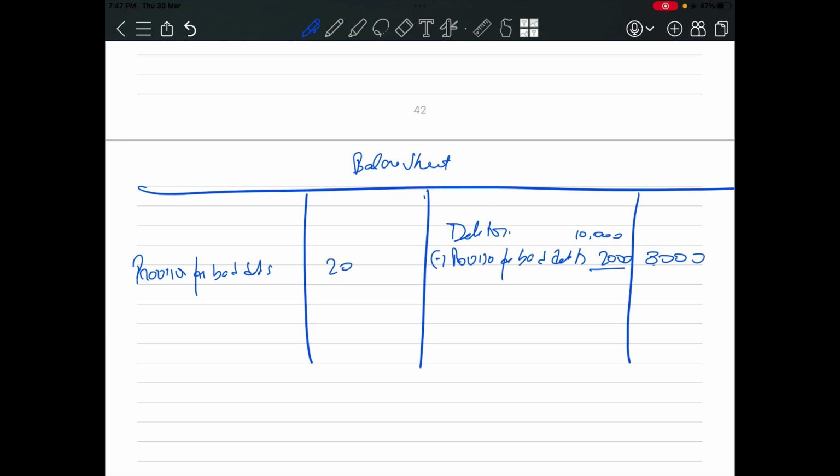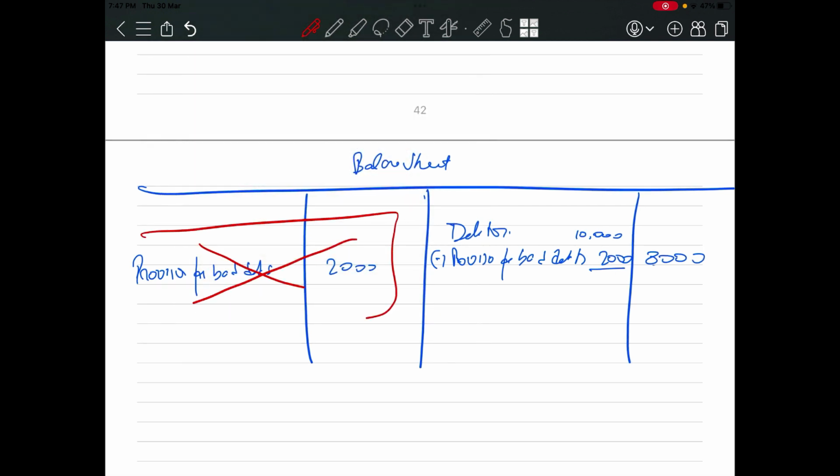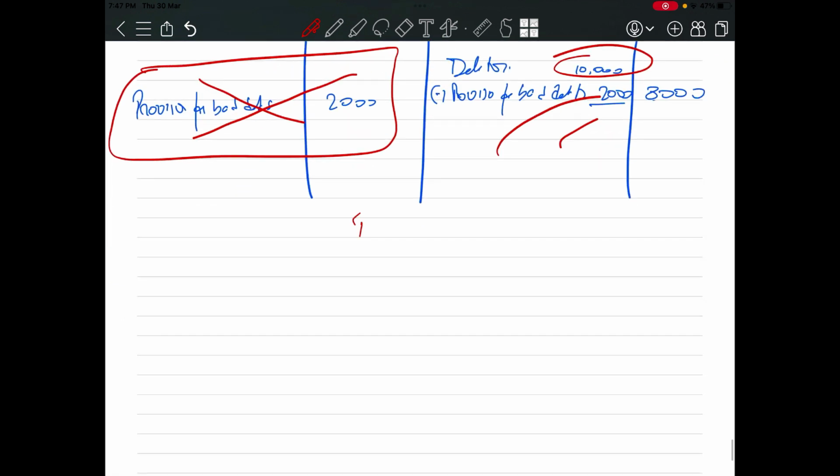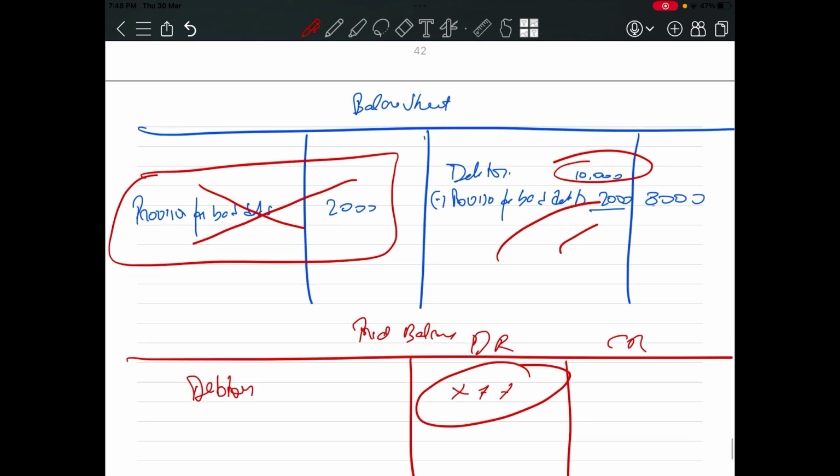But forget about this way. We'll always do it this way, that is, debtors 10,000 and provision for bad debts 2,000. In class 11 I guess you have prepared trial balance, right? The figure which was given in debtors, debit, credit, this is the final balance. Trial balance will always give you the final balance. You don't have to less this.